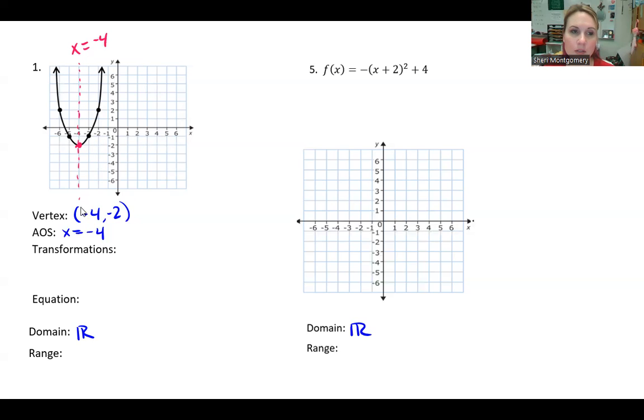Transformations. I don't ask you to do this on the quiz. I do ask you about transformations, but not where I give you a graph and ask you. But you should be able to tell me, what did you do? Normally, parent function starts at 0, 0. We didn't start at 0, 0. We moved left 4, and we moved down 2. That's what you jot down for transformations. Left 4, down 2.